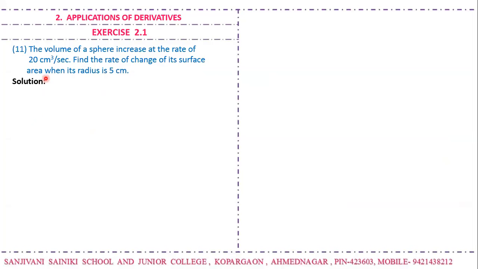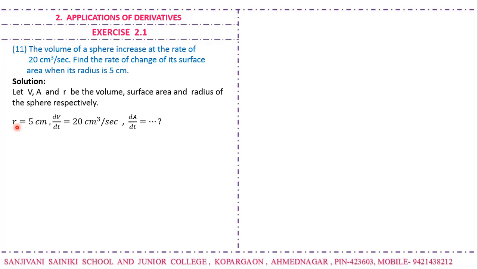The first example: the volume of a sphere increases at the rate of 20 centimeter cube per second. Find the rate of change of its surface area when its radius is 5 centimeter. So what is given? The problem is related to the volume, surface area, and the radius of the sphere. So let V be the volume of the sphere, A the surface area, and r the radius of the sphere respectively.